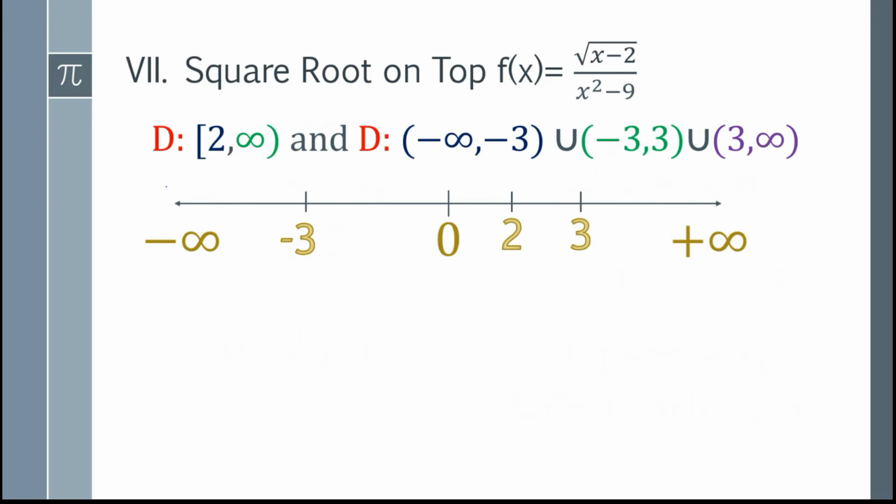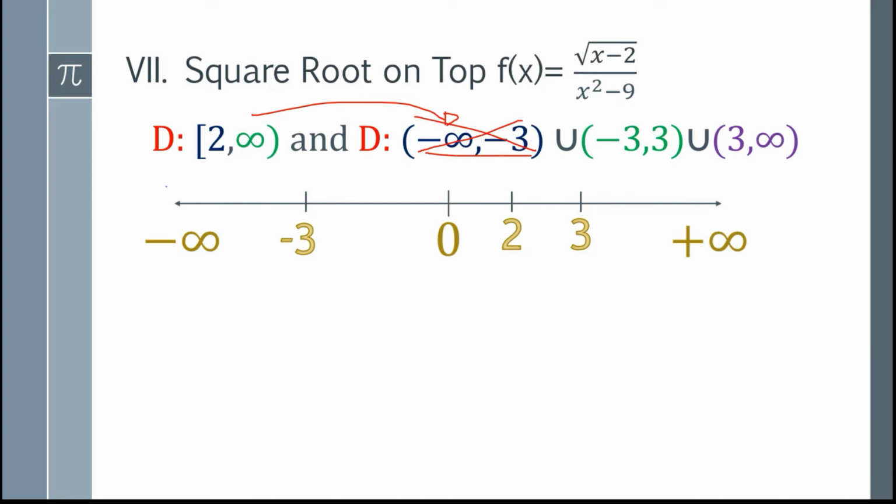At mapapansin mo yung sa pangalawa, negative infinity to negative 3. Dito pala, nagko-contradict na sila. Kaso dahil, sabi daw dito sa una, dapat 2 papuntang infinity. So, hindi daw pwedeng bumaba ng 2 yung domain. Kaso dito, pwede. So, patanggalin na natin to. Hindi natin siya papansinin. Negative 3 papuntang 3.